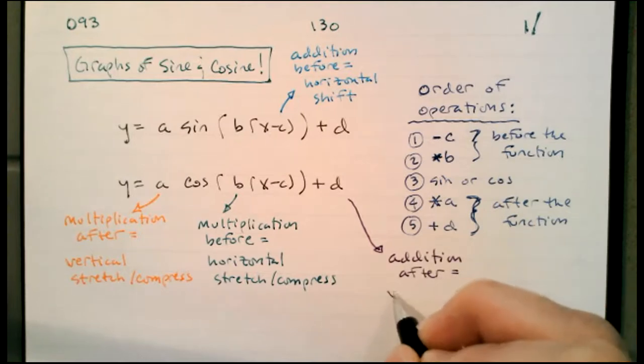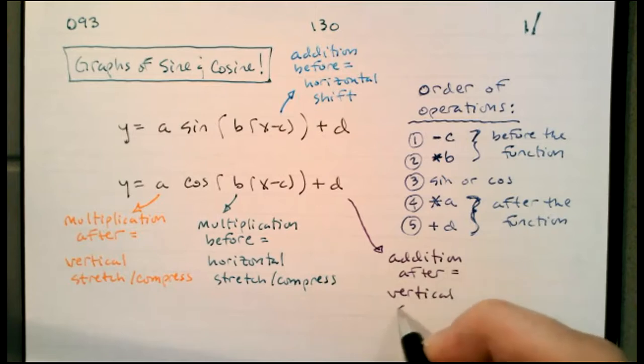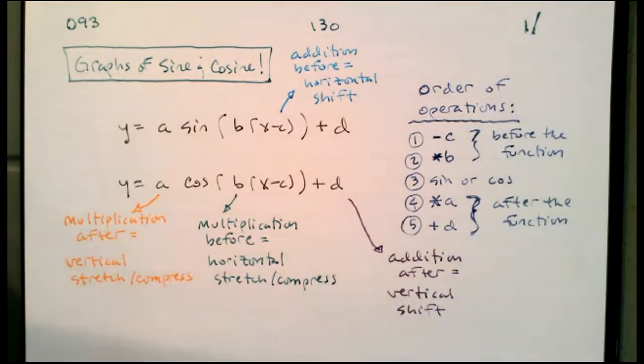After is going to be vertical, and addition is going to produce a shift. Keep the same shape and move it up and down. So this is all just generally what we're reading. This could be where sine and cosine could be any function. I can replace sine and cosine with just a generic function, and these are going to be the effects that we see on the graph.